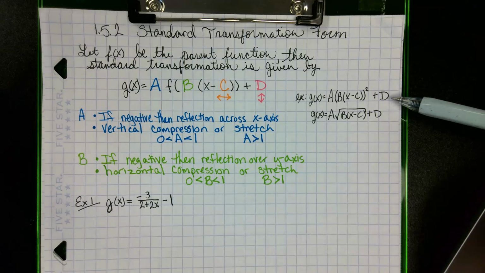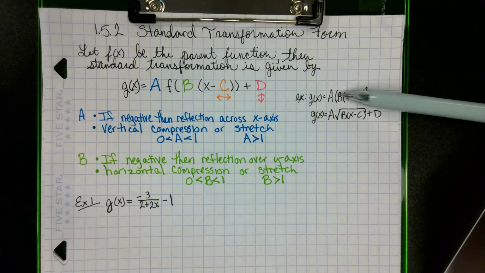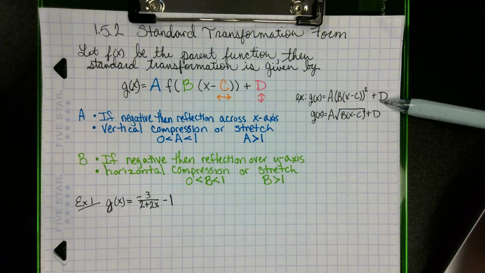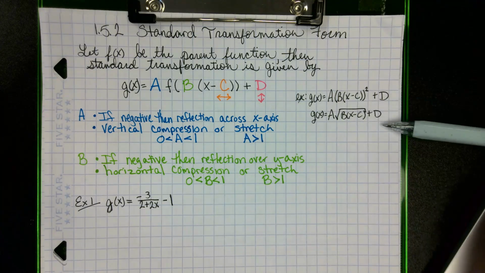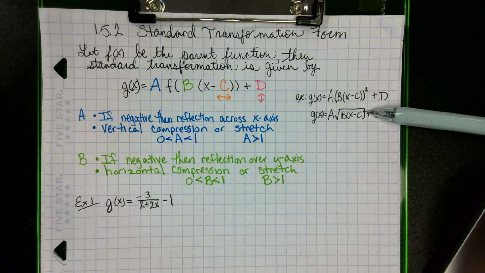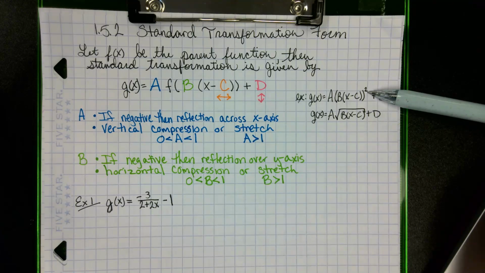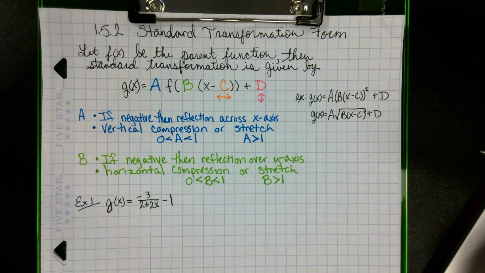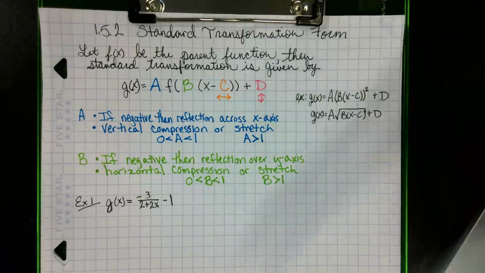So here I did a couple parent functions over to the side. So this one is the quadratic. So a times b times x minus c, all of that is squared plus d. And then the square root. So you can change the operation, but everything's still in the same place and does the same transformation. But this is just written in f of x notation.